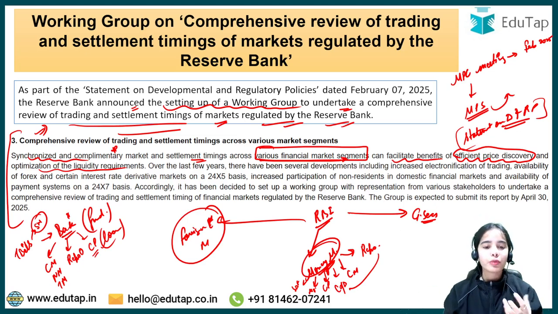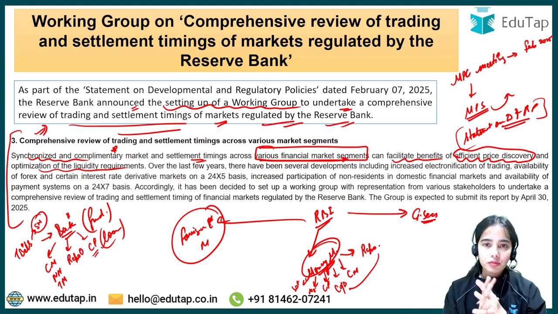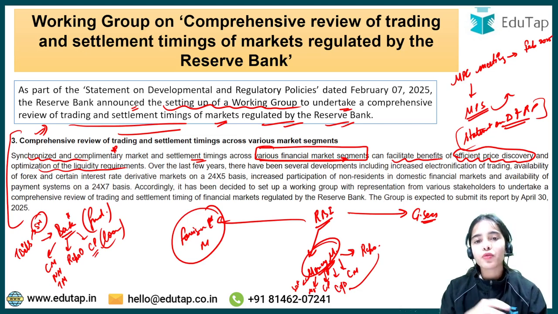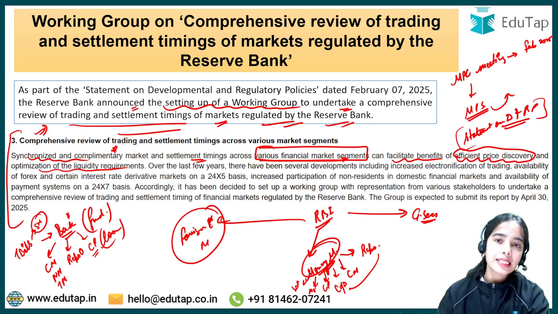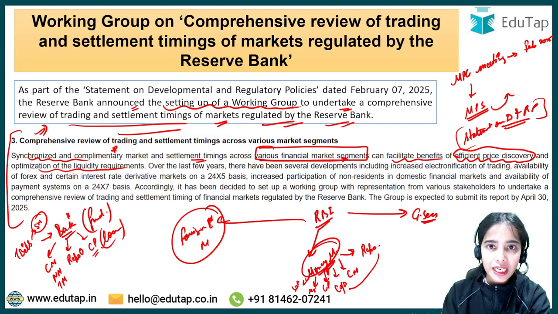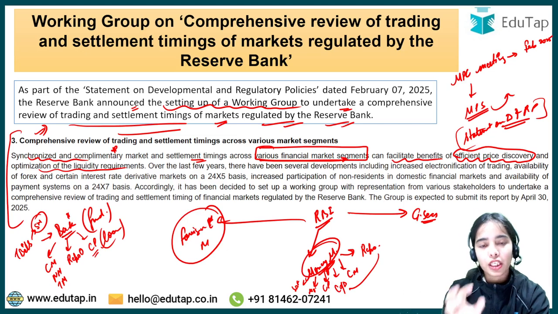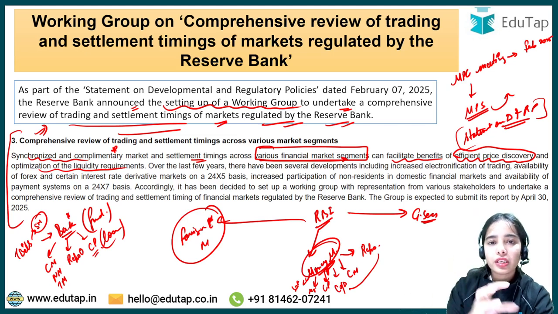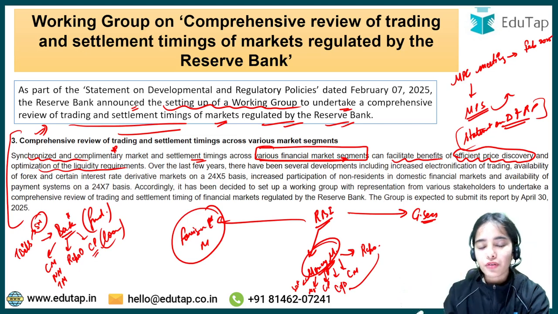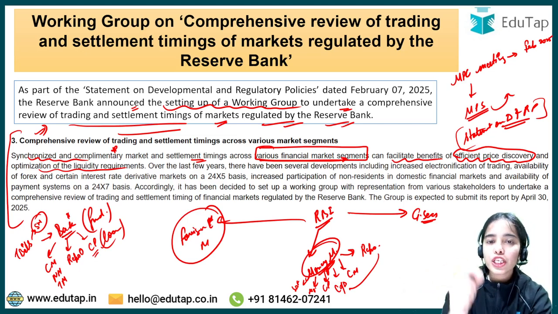So I hope you are able to understand that RBI said that we will be setting up a working group to comprehensively review the trading and settlement timings, so that efficient price discovery can happen and optimization of the liquidity requirements can happen. If the banks or the financial institutions want to raise the funds, they should be able to raise the funds at the best possible price.